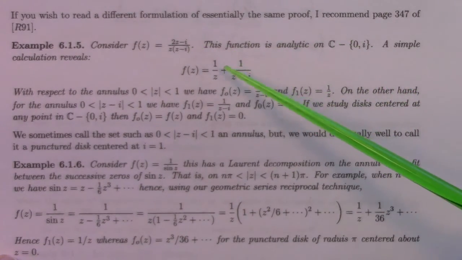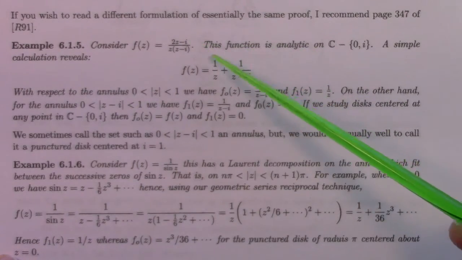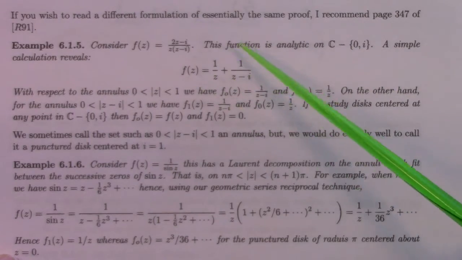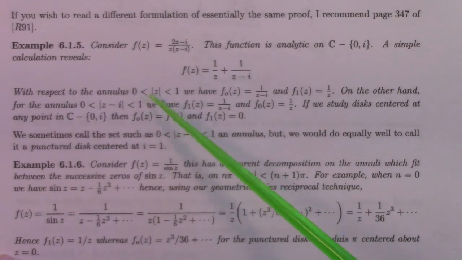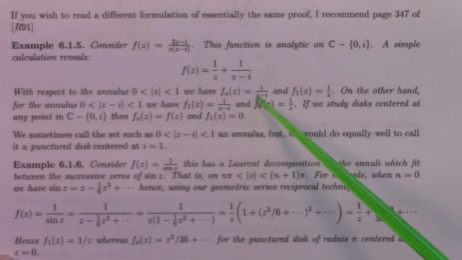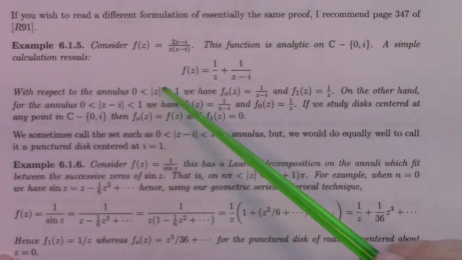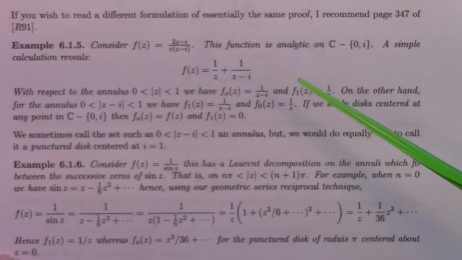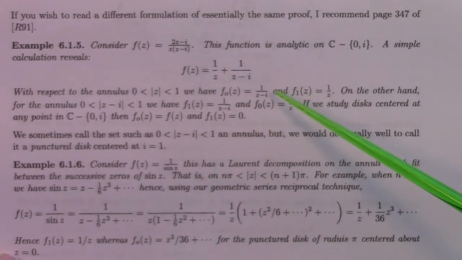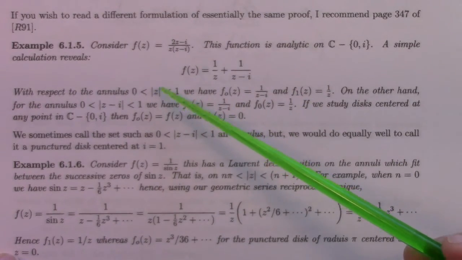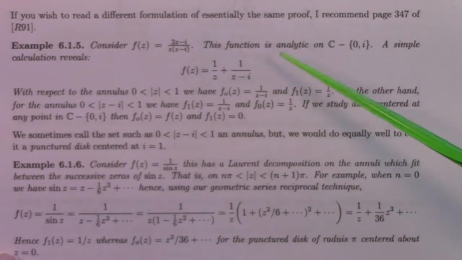So here's an example. This has this partial fractions decomposition, 1 over z plus 1 over z minus i. And so on the annulus 0 to 1, you have the piece which is analytic inside the modulus of z less than 1, this is analytic, right?